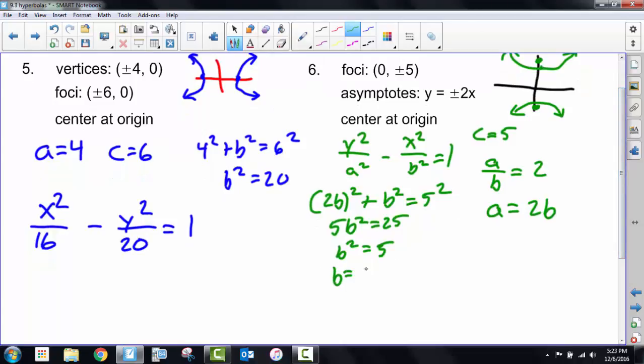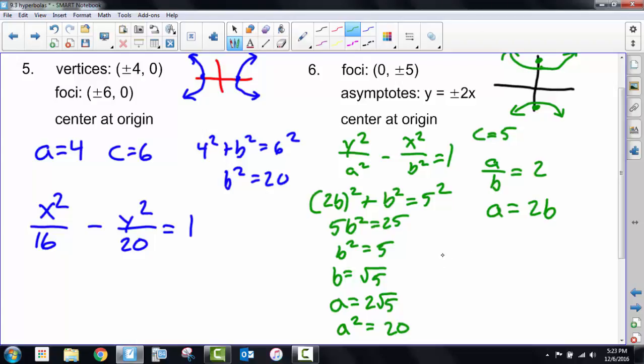So I'm going to do this. B is equal to the square root of 5. That tells me that a is 2 times the square root of 5. And perhaps more important, a squared, if you square that, is 4 times 5, so that's, not square root of 20, apologies, just simply 20 is a squared.